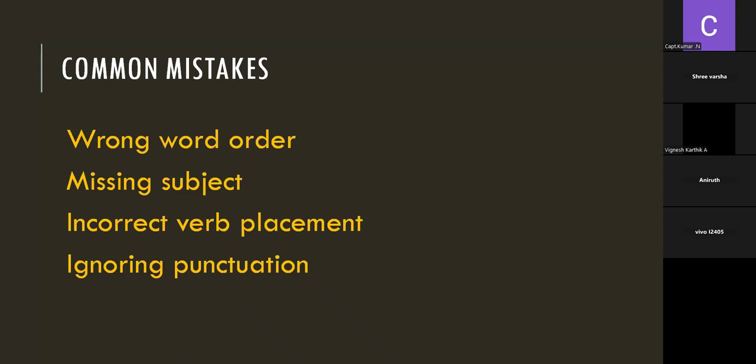So, sentence connectors. Words that join sentences. Connectors like and, but, because help connect ideas. For example, I was tired, but I finished my work. In jumbled sentences, connectors help identify the correct order.